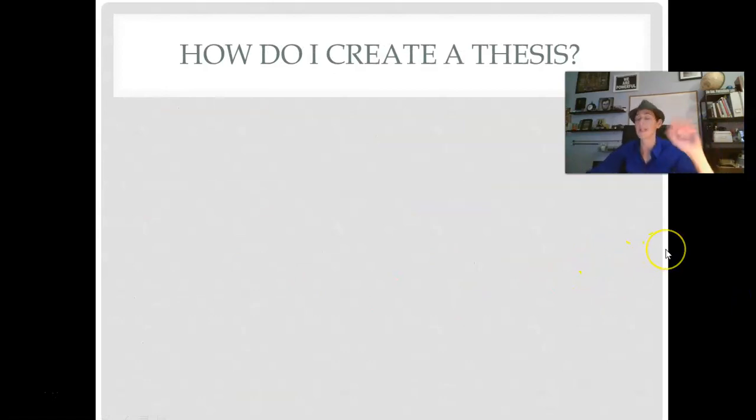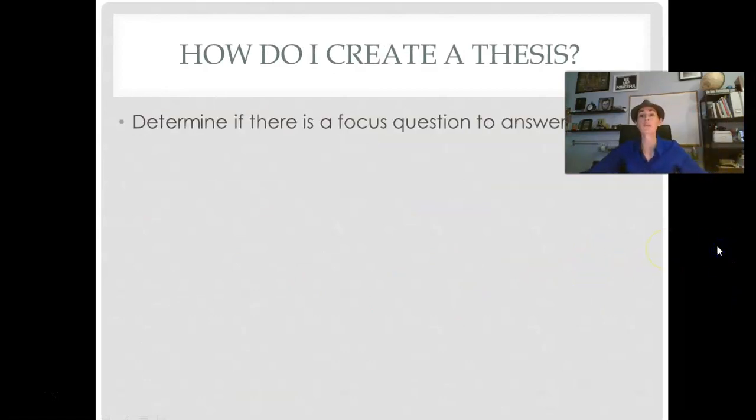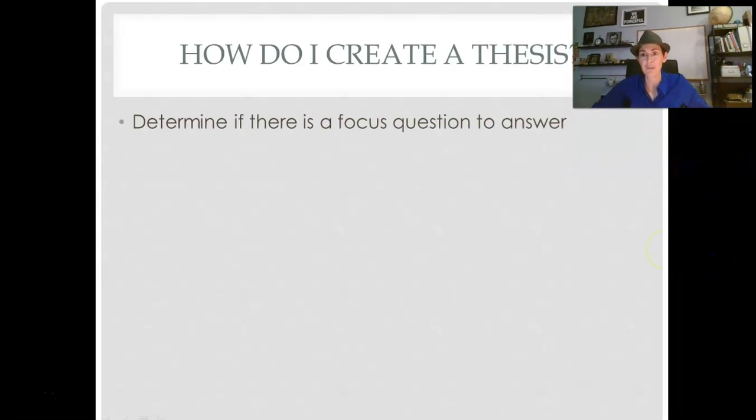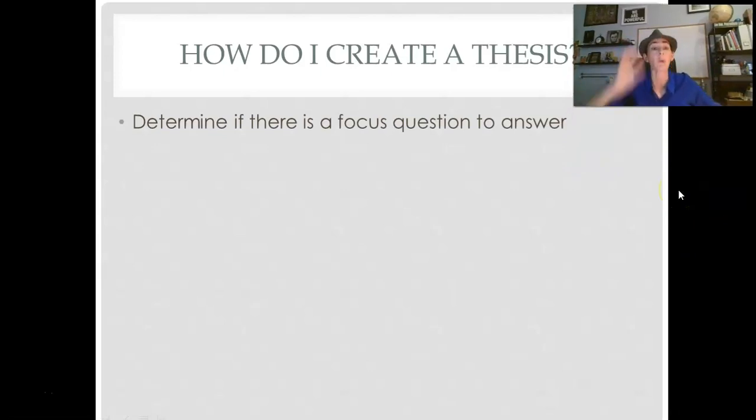So how do we create a thesis? A couple of steps you need to think about. So first of all, you need to determine if there is in fact a focus question to answer. In my class, you will always get a focus question. I will always give you a question to use, to follow and to answer. But you need to decide if there is one in different classes. If there isn't, then you might have to come up with your own focus question. That's a subject for another video.